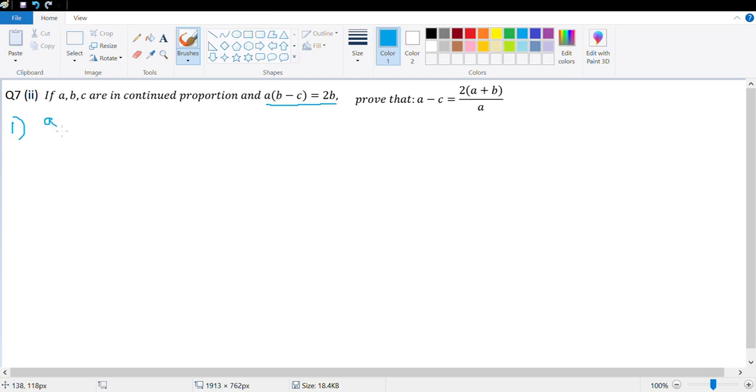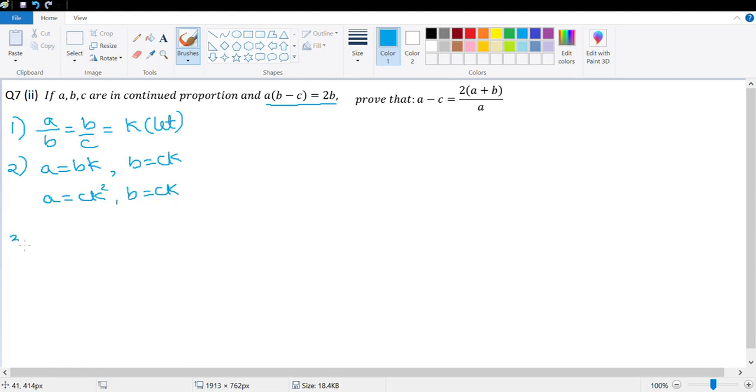Okay, so A upon B is equal to B upon C is equal to K. So let it be equal to K. What we get is A is equal to BK, B is equal to CK, which means A is equal to CK square and B is equal to CK. These are the values that we can substitute. What else is given is A times B minus C is equal to 2B. Now let's substitute values. A is CK square, B is CK minus C is equal to 2B. B in this case is 2 times CK.